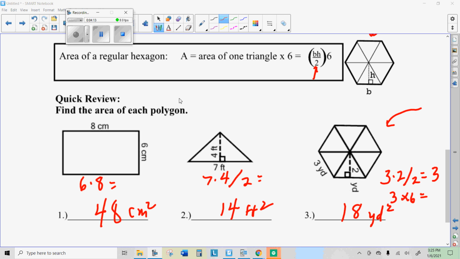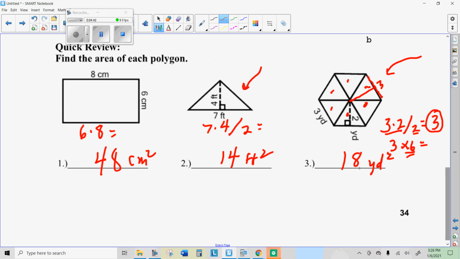All right, so here's my work to find the area. Make sure on triangles you do base times height divided by 2. Now on this last one here, you have to do the base, which is 3 of any one of these triangles, times the height, which is 2. So 3 times 2, but it's a triangle, so you have to divide that by 2, and you get 3 for that. And then there's 6 of those, so I just multiplied it by 6. All right, and that gave me 18.